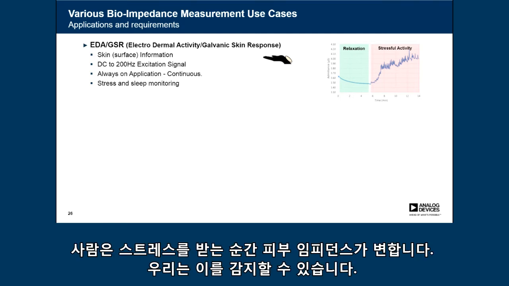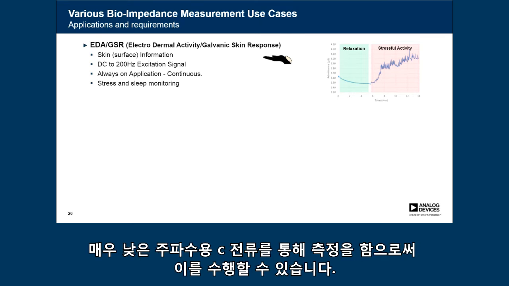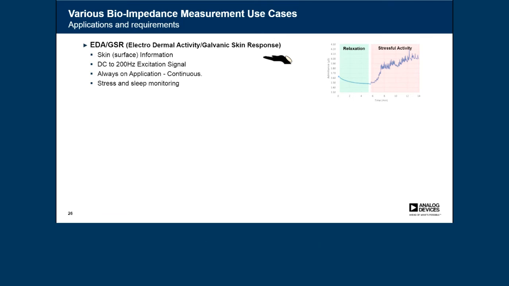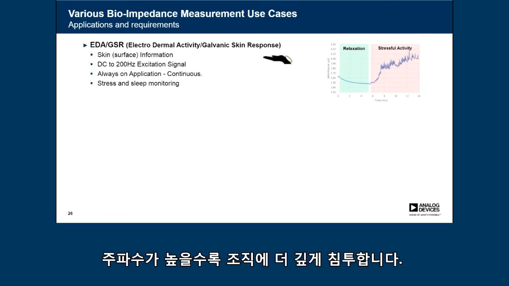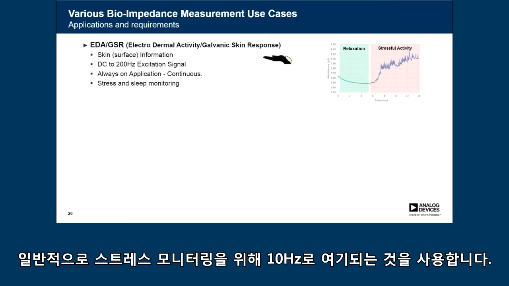At the moment people get stressed, we see that the skin impedance is going to change, and that's what we can detect by this. For measuring skin impedance, you need to stay at the top of the skin, and we can do this by exciting the measurement with a DC current or a very low frequency. The higher the frequency gets, the deeper you penetrate into the tissue. So usually for stress monitoring, we use something like 10 Hertz.